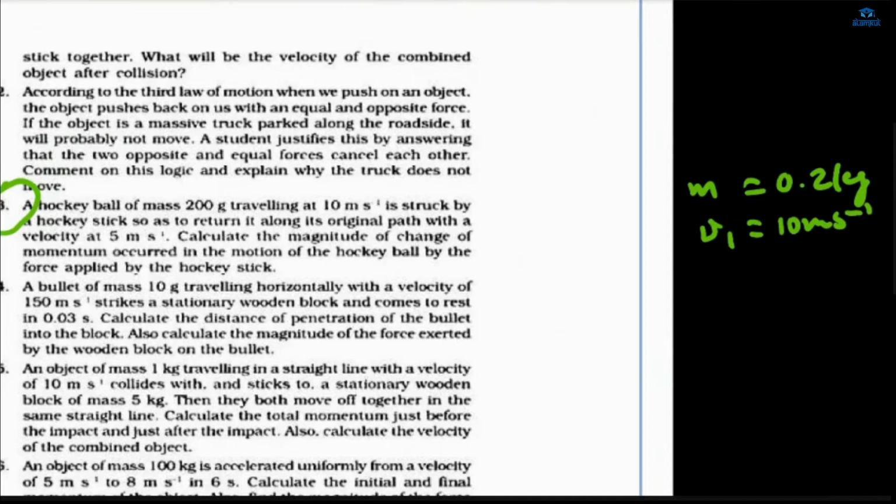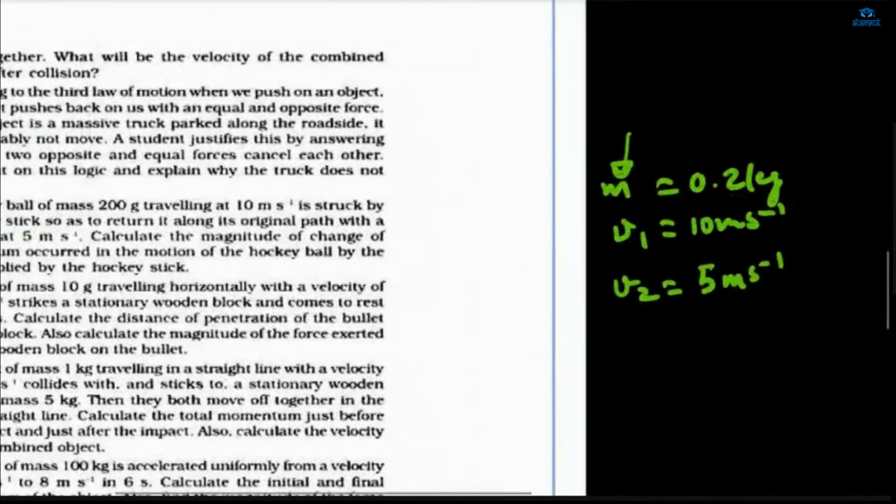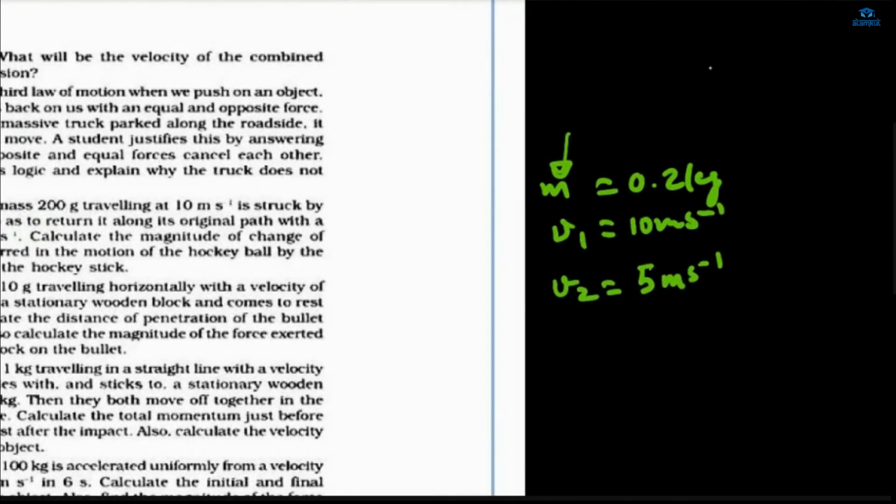You need not find anything about the stick. You just need to find the change in momentum of the hockey ball. You need not mention M1 or M2. I'm getting the answer as 2. No, not that. This is the information that you have, right? You have to find the change in momentum, which means P1 minus P2: what it was initially and what it has become finally.